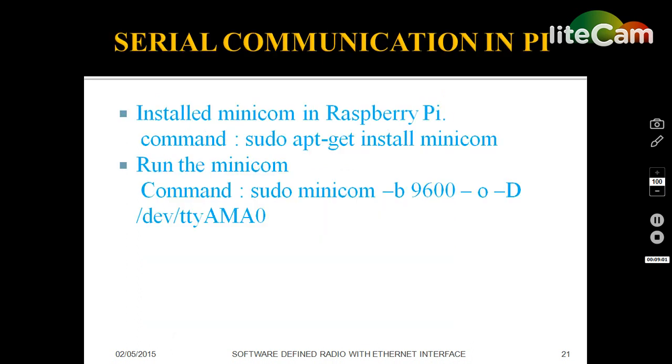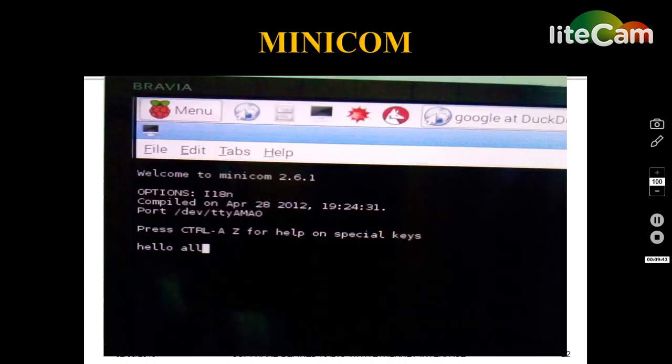For serial communication in Pi, we have to first install Minicom in Raspberry Pi using the command sudo apt-get install minicom. To run Minicom, we have to use the command sudo minicom -b 9600 -o -D /dev/ttyAMA0. B 9600 represents the baud rate, and D is the device. In the Raspberry Pi, we have serial communication using USB and also using serial pins. If we are using serial pins, TTL pins, then ttyAMA0 is the device.